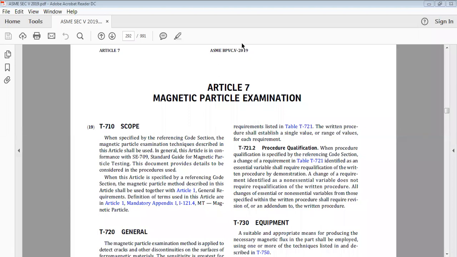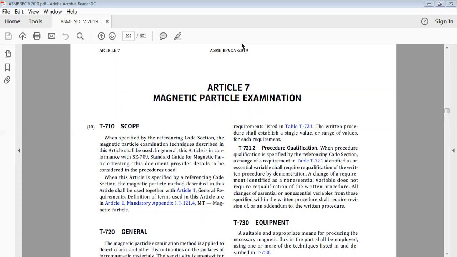Also we saw the continuous method and the residual method. In the continuous method, the field is present while you are applying current. What we do first is clean the component. After that, we apply the bath on the component and immediately switch on the current. That means when current is flowing, at the same time the magnetic ink is on the surface. Then first we stop the bath and then we stop the current. If you stop the current first, there are chances of washing away a weak indication.